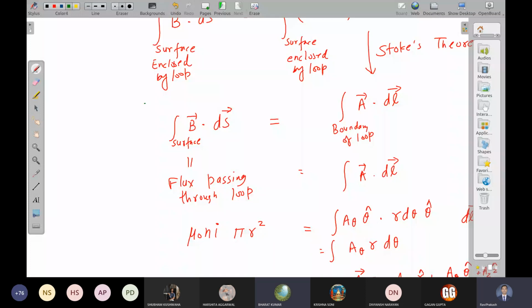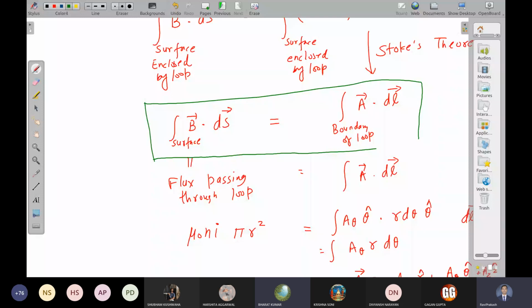Sir, if instead of the solenoid there were some strange geometry, would this A theta change? Yes, then it may change. Okay, sir. I mean, why do you say A theta is not going to change here? Since you have no idea how A changes, how do I explain it?